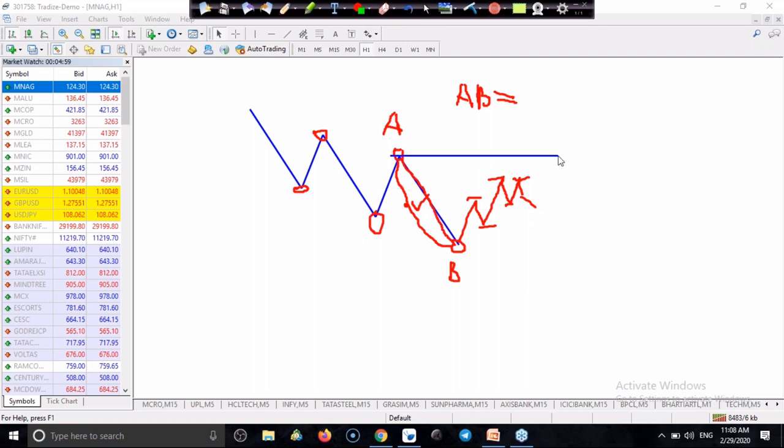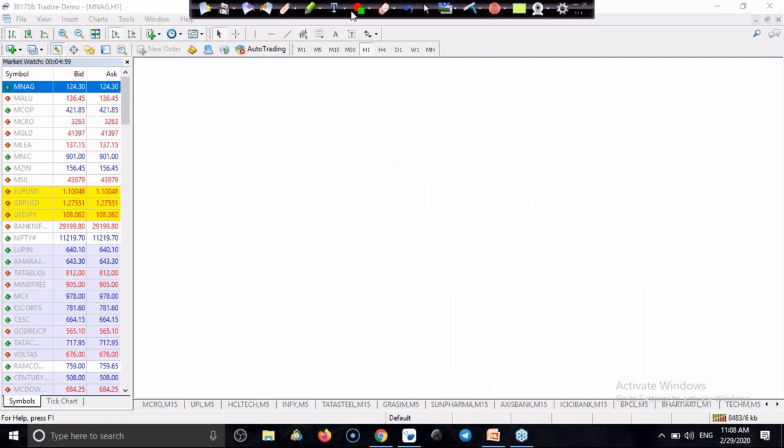So this is the area, this is the higher point, and this is the lower point. In between this area, when price is creating a lower low, lower high, or lower low high, this lower point and lower high we are not calculating. Why? Because this is called the area. All right, is it clear? Do you have any doubt?